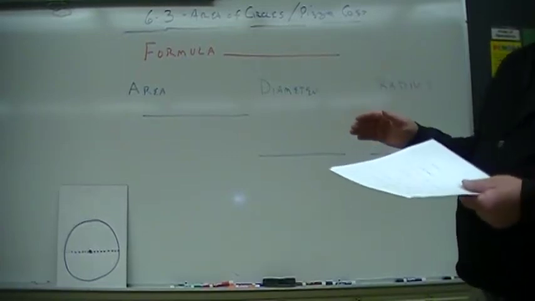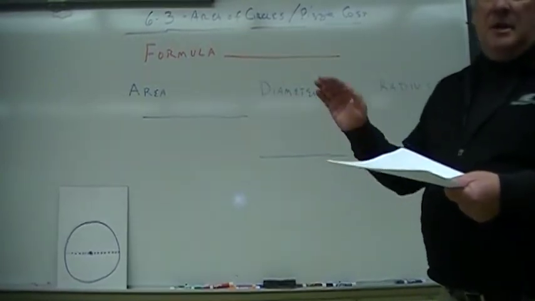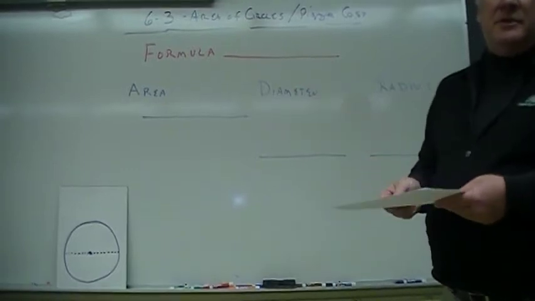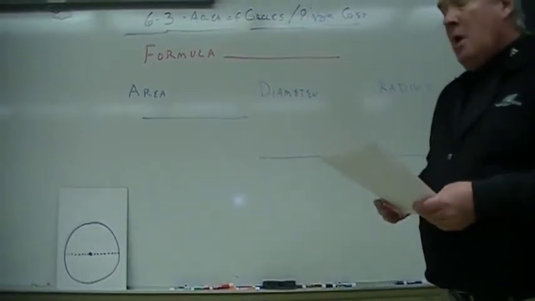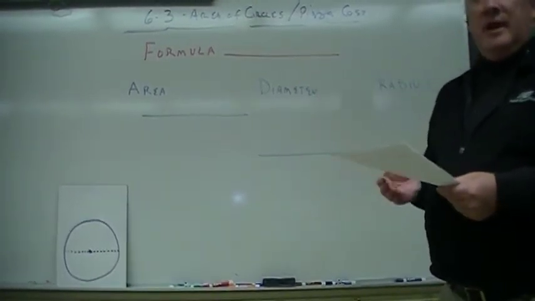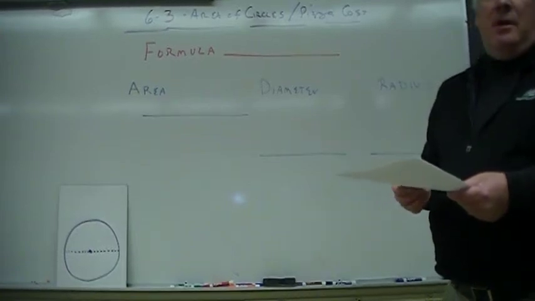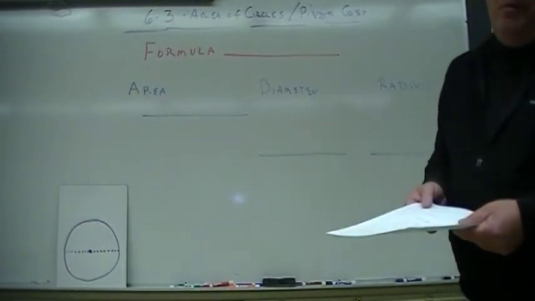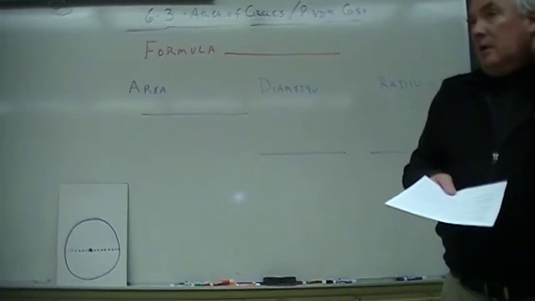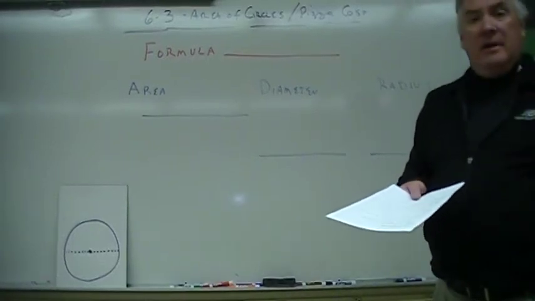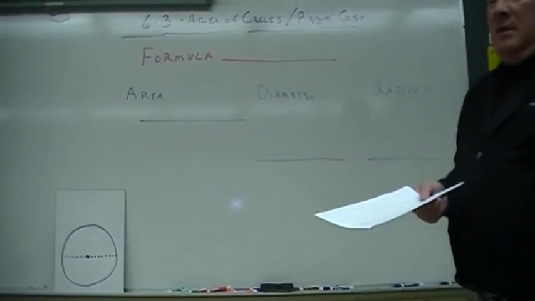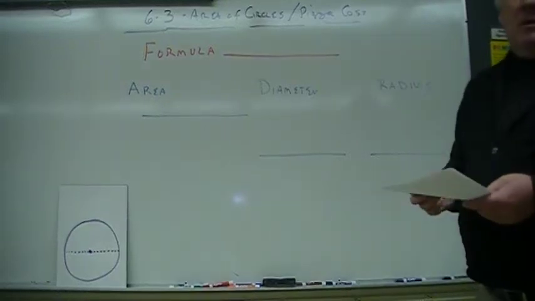So the first part of this video and your notes are going to deal with the basics of areas of circles. Once we're done with that and done some practice problems, on the back of your notes paper, we are going to look at costs of pizza, area of pizza, and do some graphing with that.